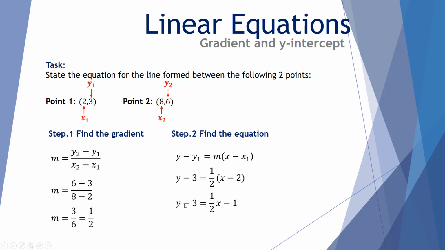And finally, to get y by itself, so it looks like the normal y equals mx plus c, we need to get rid of this take 3 by adding 3 to both sides. So we end up with y equals a half x and minus 1 plus 3 to get rid of it. It gives us plus 2. So our equation is y equals a half x plus 2.